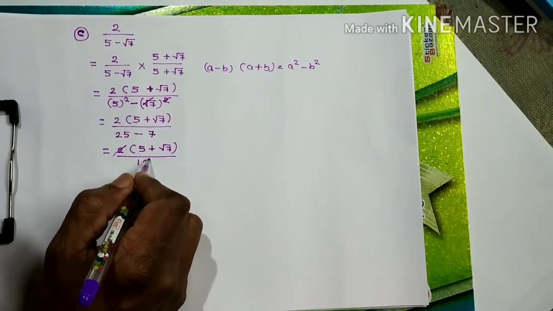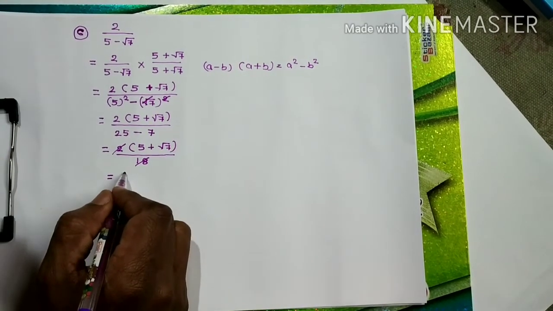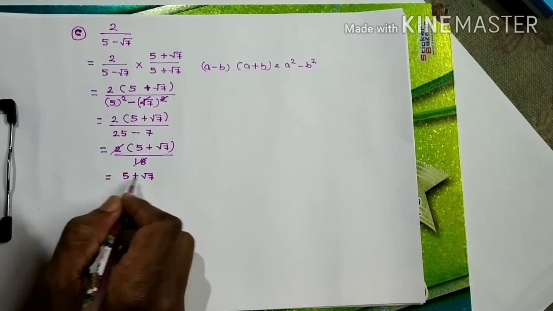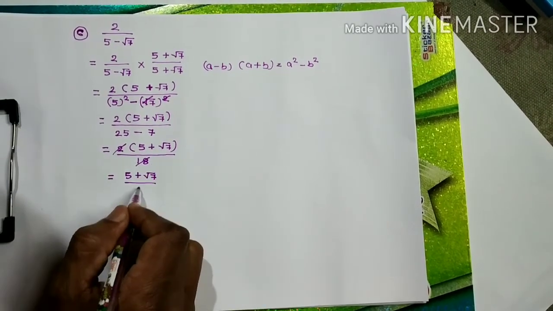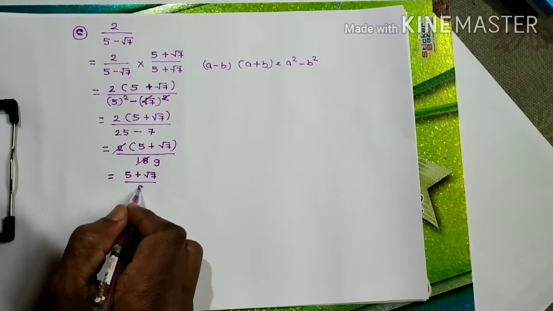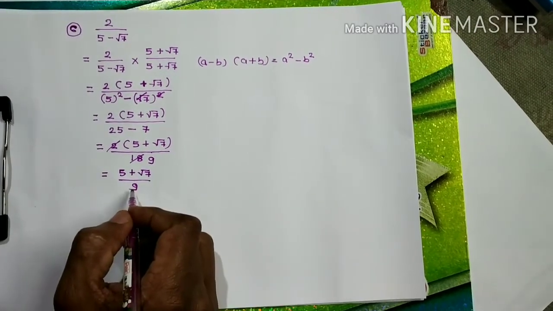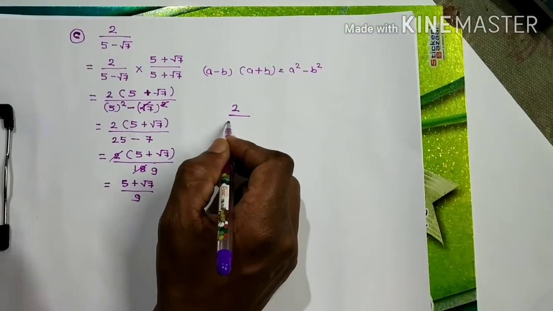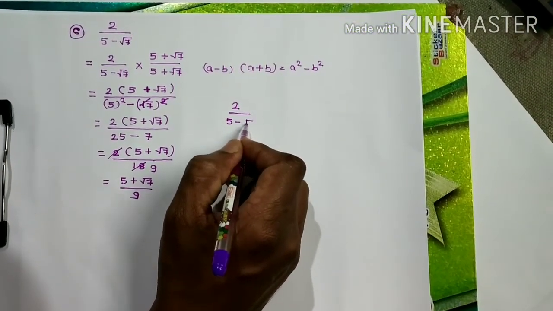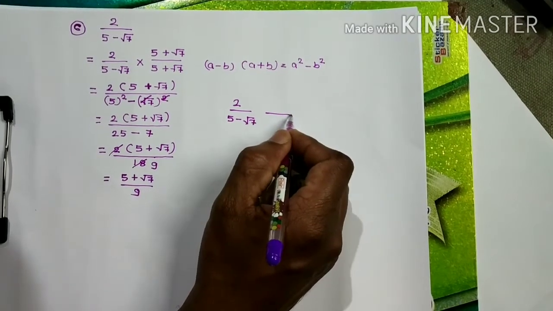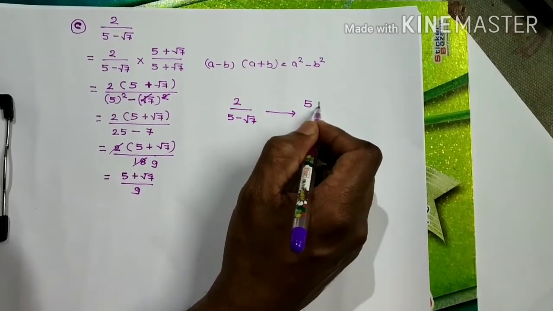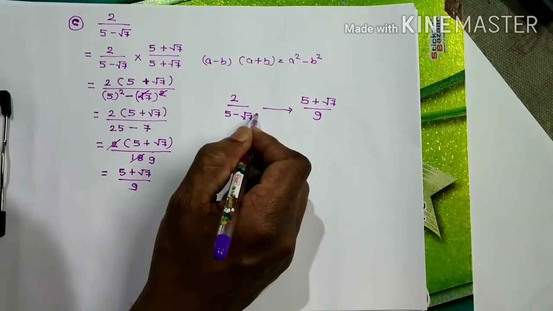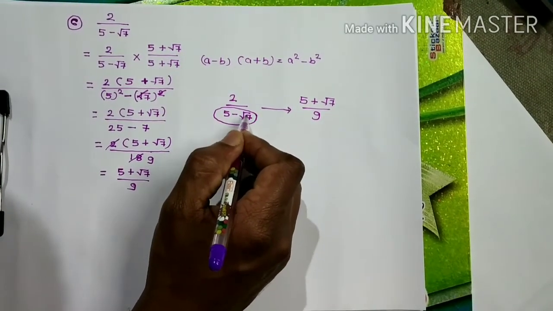This 2 and 18 gets cancelled. So answer is 5 plus root 7 divided by 9. So this is the final answer. So example was 2 divided by 5 minus root 7, and final answer we got 5 plus root 7 divided by 9. Denominator was 5 minus root 7.